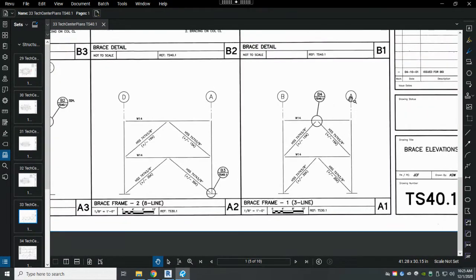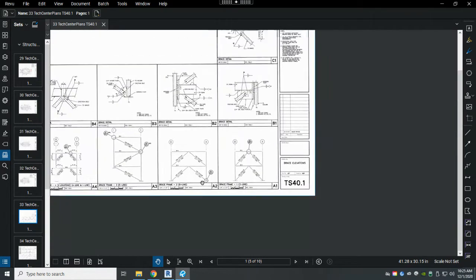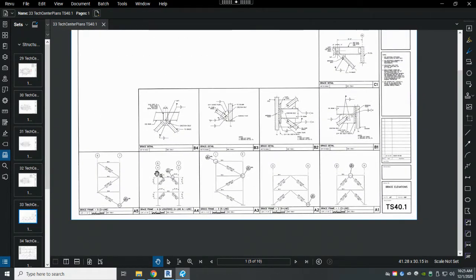You have to find the column line 3, and then you have to put the bubbles in the correct direction. So if the bubble A is on the right, you want to think about rotating the plan so that the bubble is on the same side as this bracing detail, and then you can kind of visualize what's going on with that once you rotate those plans either in your mind or in the set.